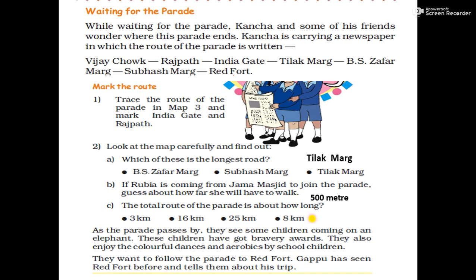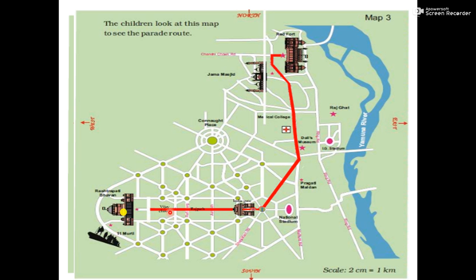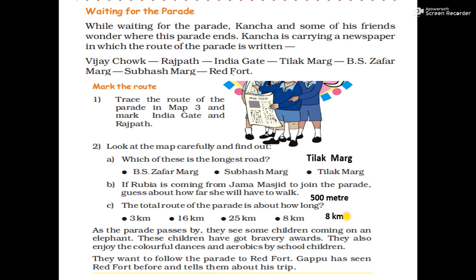The total route of the parade is about how long? We will measure the route with the scale, from here to here, and from here to here, and here, here, here. If we measure this full route, it will be 16 centimeter. 2 centimeter is equal to 1 kilometer, so 16 centimeter will be half of it. That means 8 kilometer. The answer will be 8 kilometer.